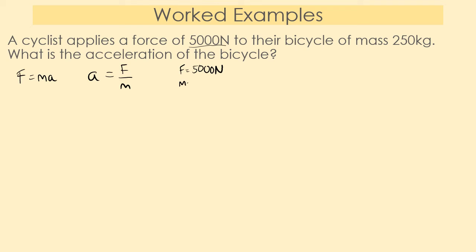My mass is 250 kilograms. I'm going to put them into my equation. So I have acceleration equals 5,000 divided by 250. Again, I'm going to use a calculator. I don't want to make any mistakes. I know roughly the number I'm looking for. And I get my answer as being 20 meters per second squared.